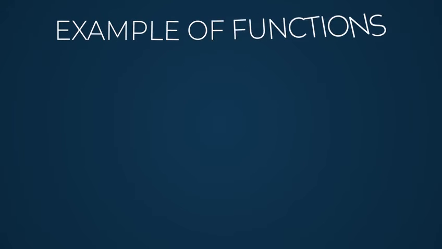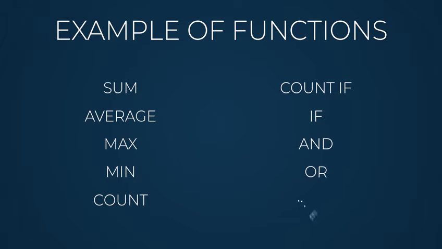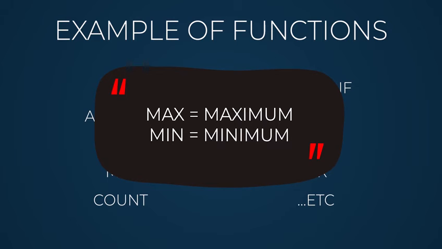Some examples of functions I'm going to be looking at quickly. The very beginning part is we're going to look at the sum function and the average function. Also going to look at max and min. Please note that max is maximum, min is minimum. That means you want to find the maximum value of a given range of cells and the minimum value for a given set of cells or range.